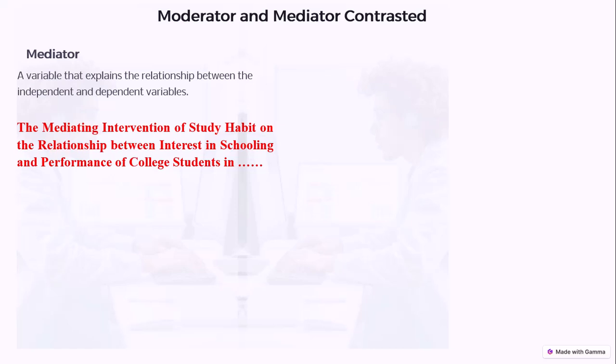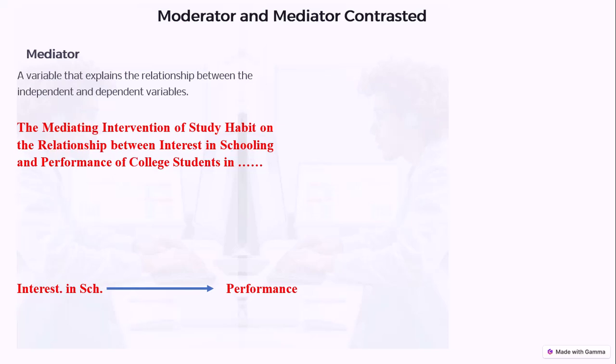Look at this topic here: mediating intervention of study habits on the relationship between interest in schooling and performance of college students. So here there's a relationship between interest in schooling and performance, and the mediator there is the study habits. Now, will interest cause performance directly? Supposing a student has interest to go to school, will it directly just cause their performance to rise? Or if the student does not have interest in schooling, will it diminish their performance directly? What happens to this kind of relationship?